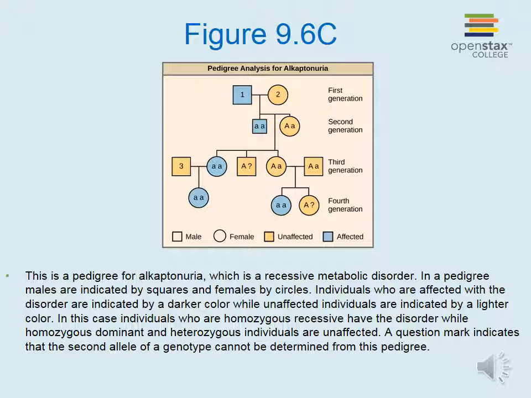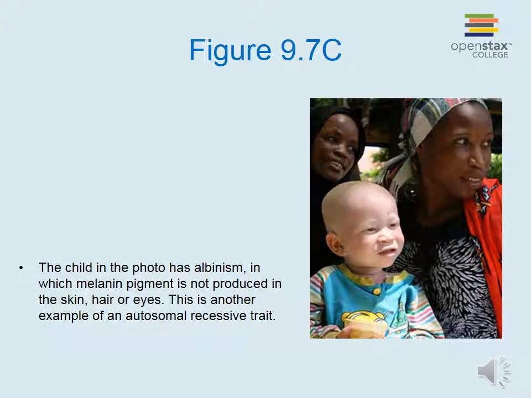In a pedigree, males are indicated by squares and females by circles. Individuals who are affected with the disorder are indicated by a darker color, while unaffected individuals are indicated by a lighter color. In this case, individuals who are homozygous recessive have the disorder, while homozygous dominant and heterozygous individuals are unaffected. A question mark indicates that the second allele of a genotype cannot be determined from this pedigree. The child in this photo has albinism, in which melanin pigment is not produced in the skin, hair, or eyes. This is another example of an autosomal recessive trait.